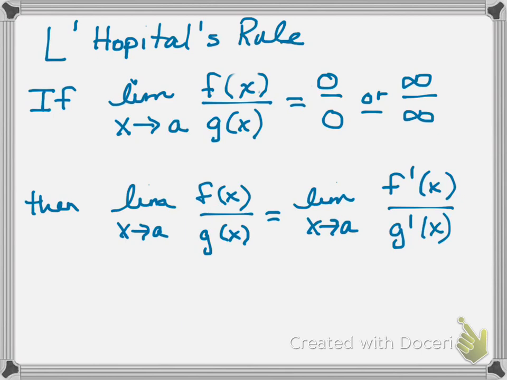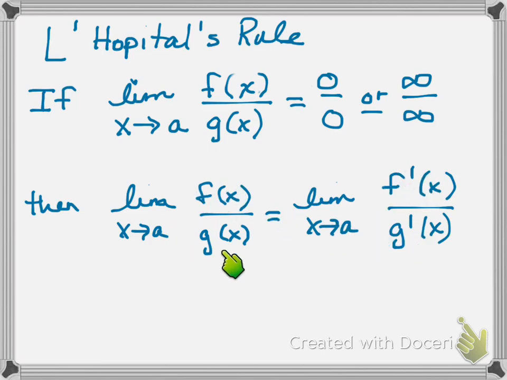And so L'Hopital's rule basically says this: if you have a limit of a rational function, rational just means you have some function in the numerator, some function in the denominator, and you have a limit as x approaches a, and you substitute that a in. If you do that, and you get 0 over 0 or infinity over infinity, then you can use this rule, which is called L'Hopital's rule. And it says that the limit of a rational function is equal to the limit of its individual derivatives.